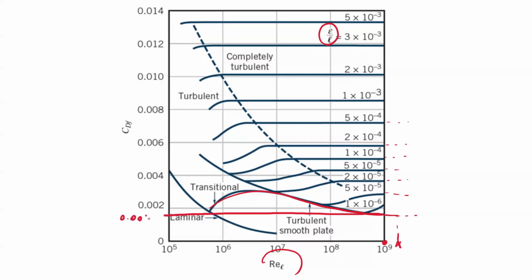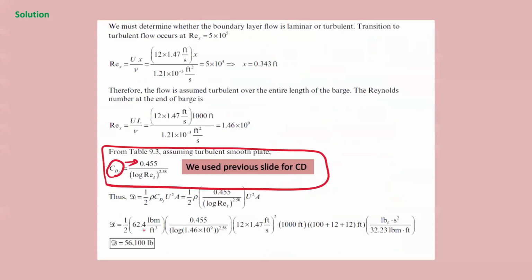So my choice is 1.5, 0.0015, 16, something like that. Again, the solution is here. Probably if you read that, you have no idea what this one is. But I said that we use the previous slide for CD, which is the graph for that.